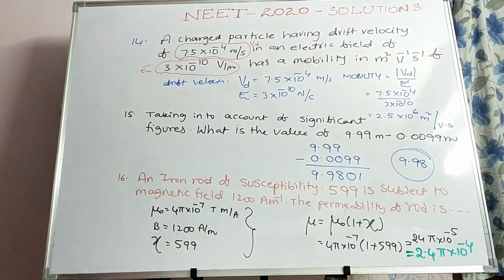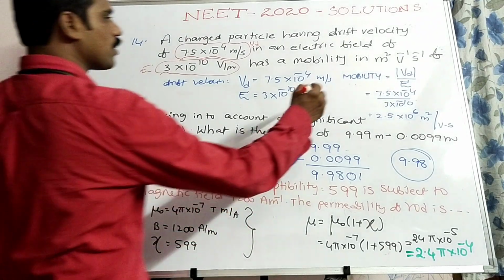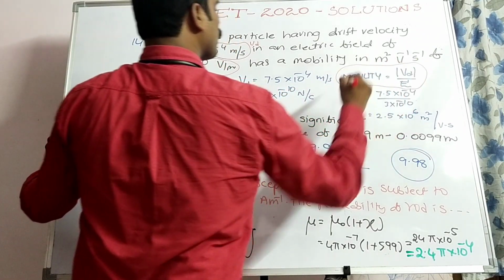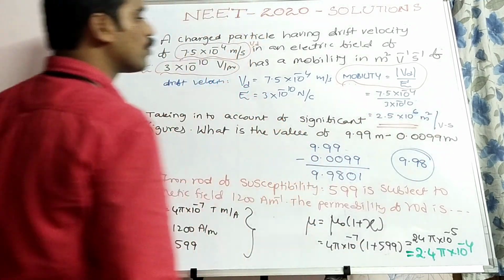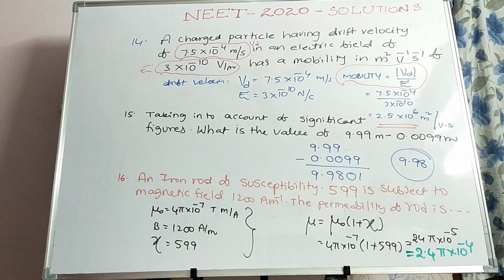Now the expression for mobility is the ratio of drift velocity to the field intensity, that is Vd by E. So finally, after solving, we get 2.5 into 10 power 6 meter square per volt second, or volt power minus 1 second power minus 1, volt inverse or second inverse.